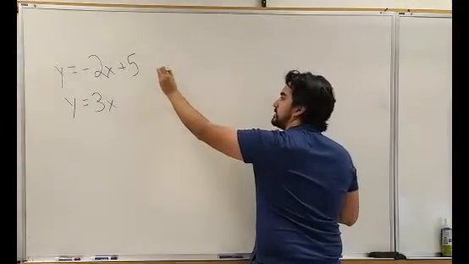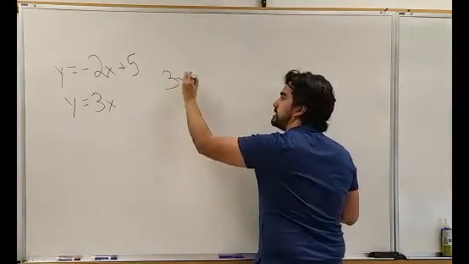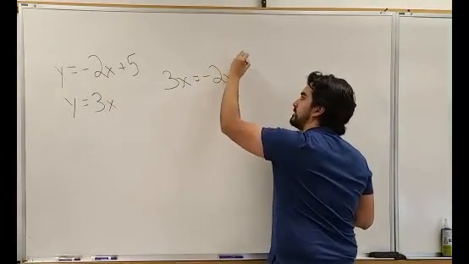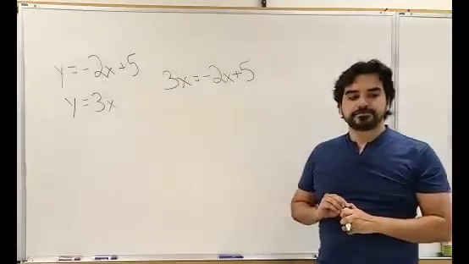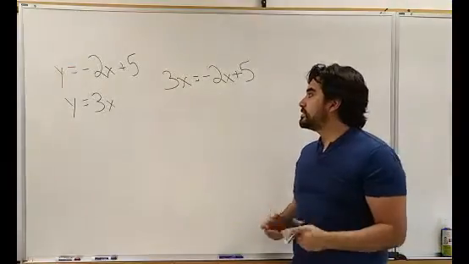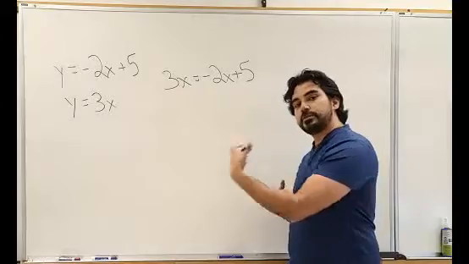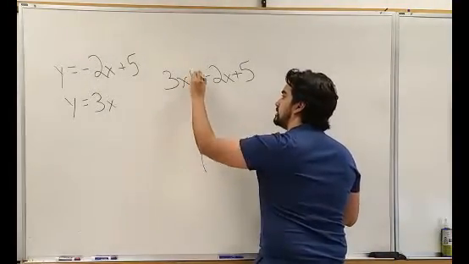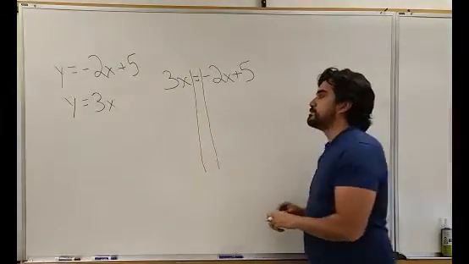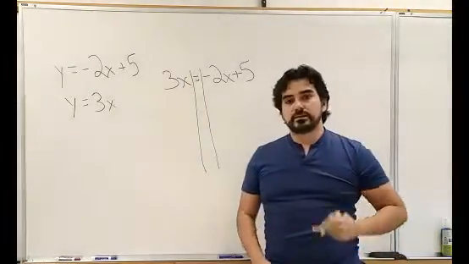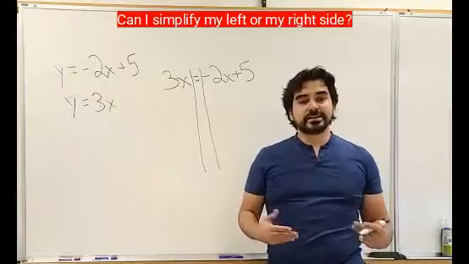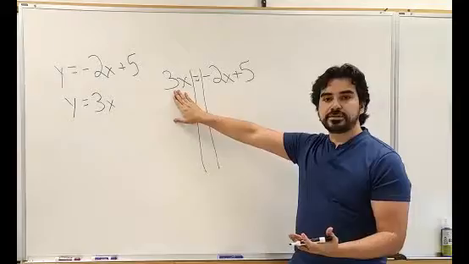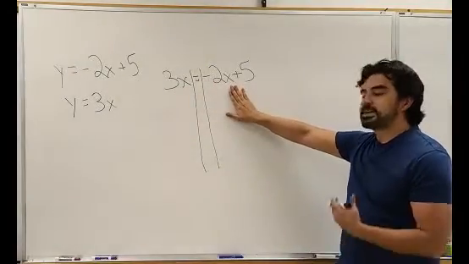So we have 3x equals negative 2x plus 5. Now that we did this, remember we want to separate our left and our right side, so I'm going to draw my line. First question I ask myself: can I simplify the left or the right side? I can't do anything on my left side, and I can't do anything on my right side.